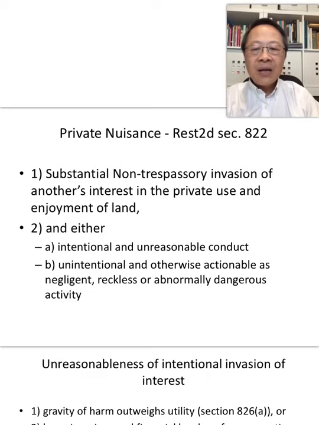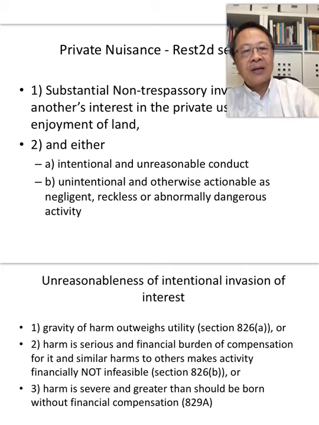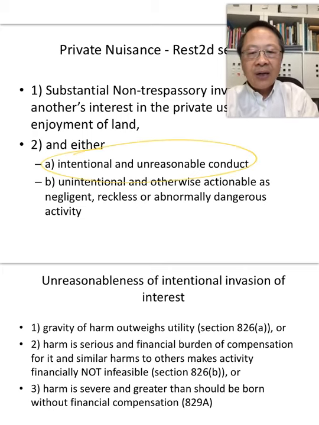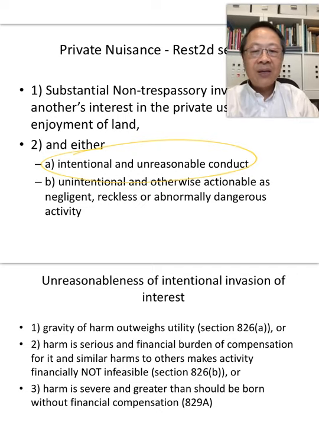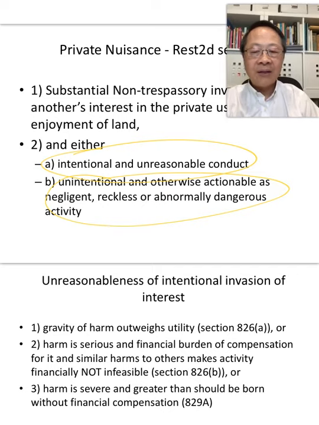Private nuisances may be intentional. Maybe intentional and relate to unreasonable conduct, and I will come back to this in just a minute, or unintentional, but otherwise actionable because there's some culpability element involved. That is, the activity is either negligent, reckless, or subject to some sort of liability under ordinary abnormally dangerous activities. How do you want to keep these apart?